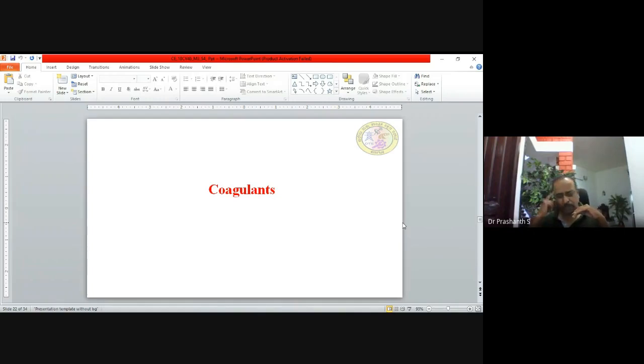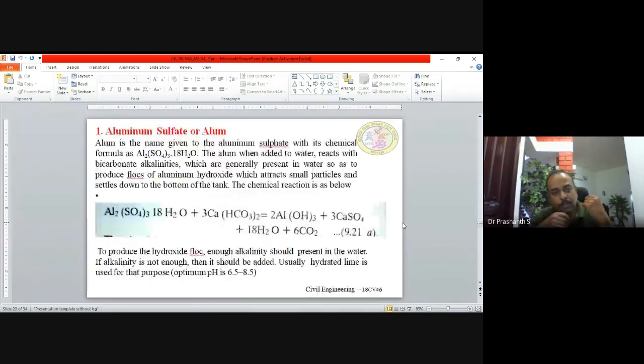Let us see. A lot of coagulants are commercially produced. We are going to touch some important coagulants that are generally used all over the world to treat water. The first one, very famous, everybody knows about this, is called aluminum sulfate. It's also called alum. Alum is the name given to aluminum sulfate with its chemical formula Al2(SO4)3·18H2O. So aluminum sulfate and alum are the same.